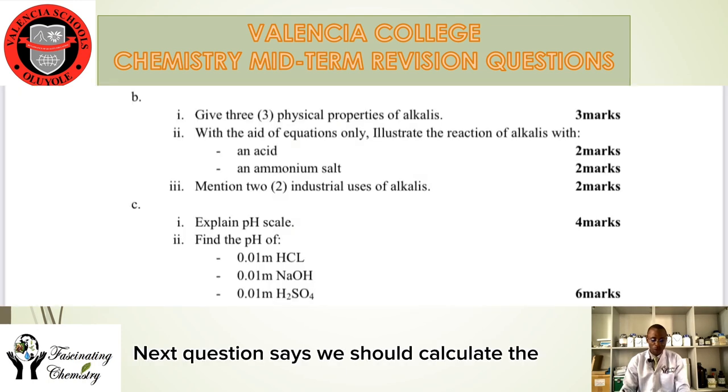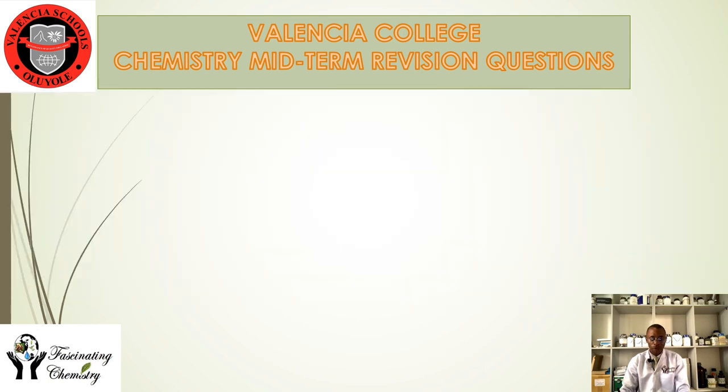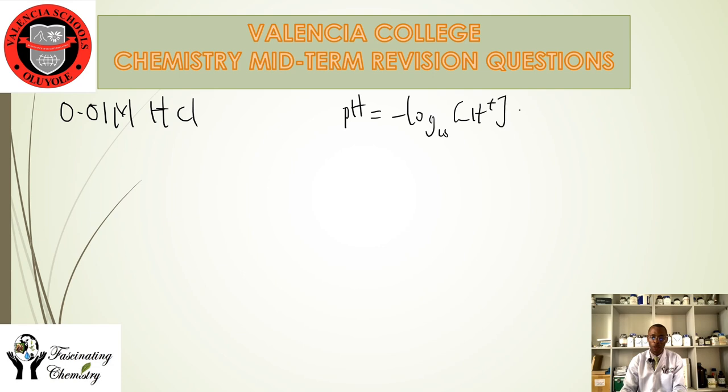Next question says we should calculate the pH of the following solutions. We are given 0.0101 molar concentration of HCl. To find the pH, it is very important to still remember all those expressions. pH equals minus log to base 10 of your hydrogen ion concentration. In this case, what we are given is 0.01, and the acid is HCl. So HCl being an acid, we just apply this expression straight on.